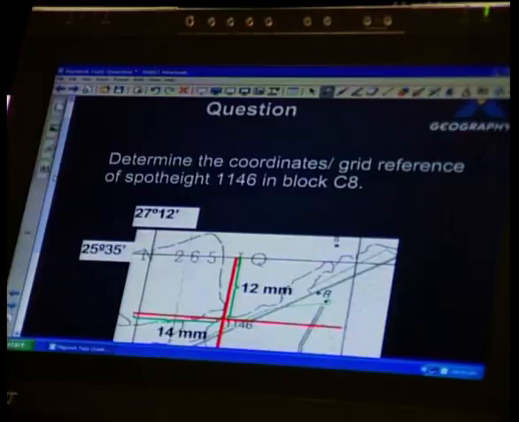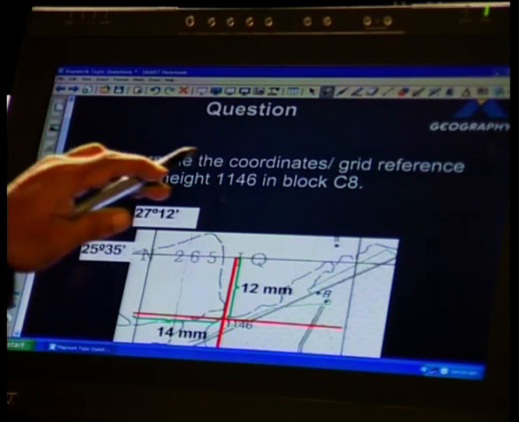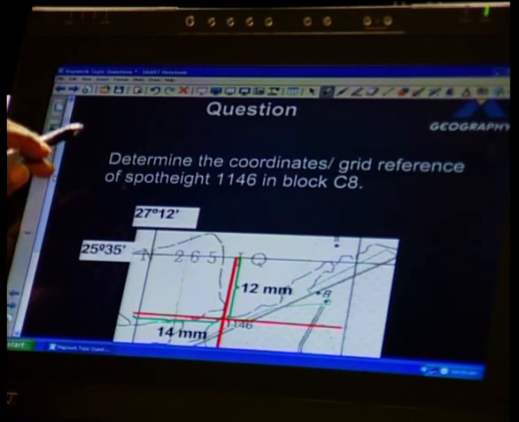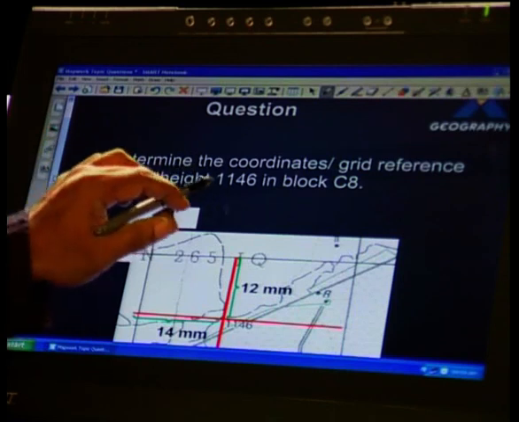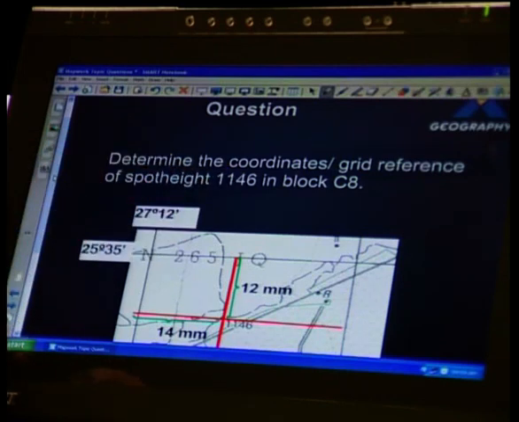Okay, moving on to the next section that could be tested even on multiple choice: map coordinates. Now, I know people have huge problems with this, where they work with the seconds, etc. We're going to basically work with minutes, and it's going to be quite simple if you just follow my methods. Now, it says, determine the coordinate grid reference of spot height 1146 in block C8.